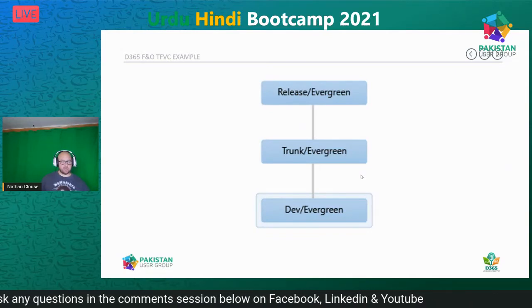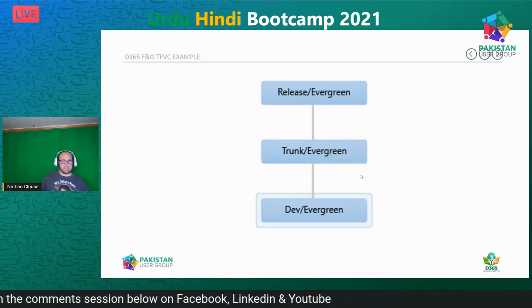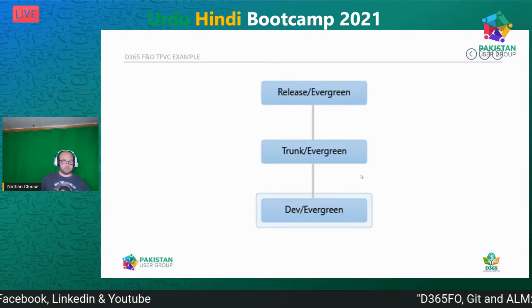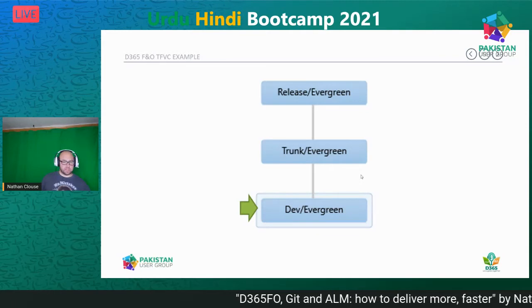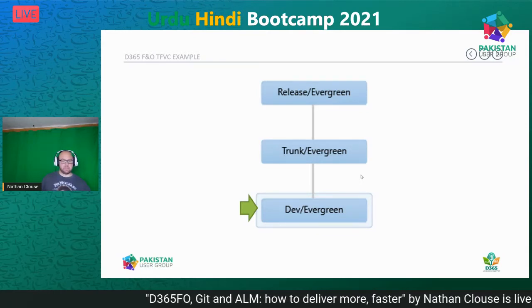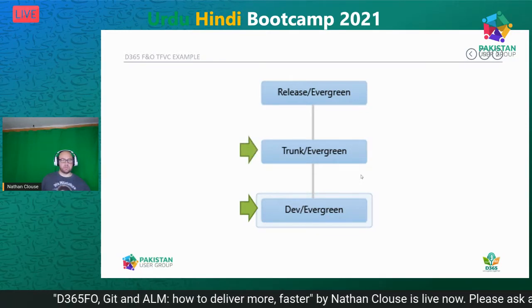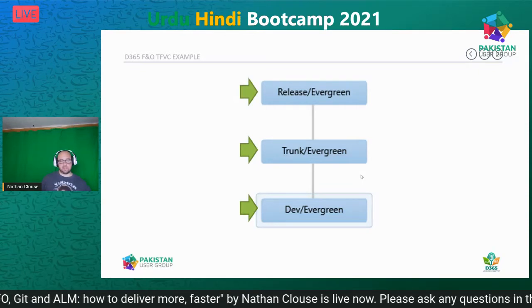Next, this is what you might see in TFVC with FNO. It's less complicated, but you still have a similar problem where I might write something down here in the dev branch. It needs to be manually merged up to trunk, merged up to release, and then deployed.